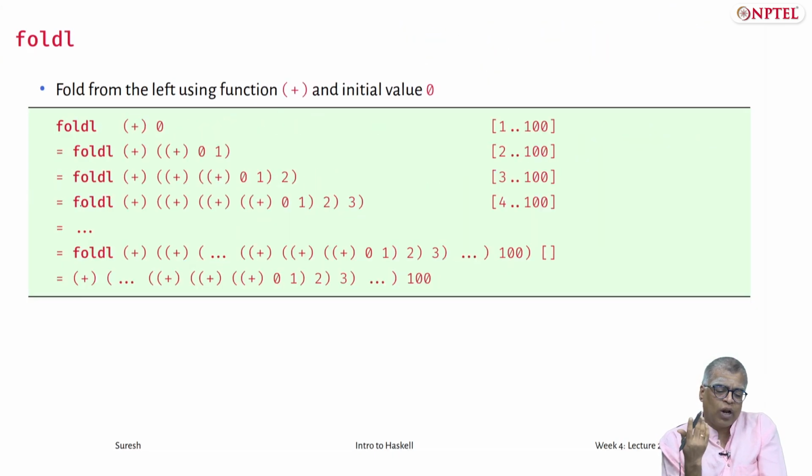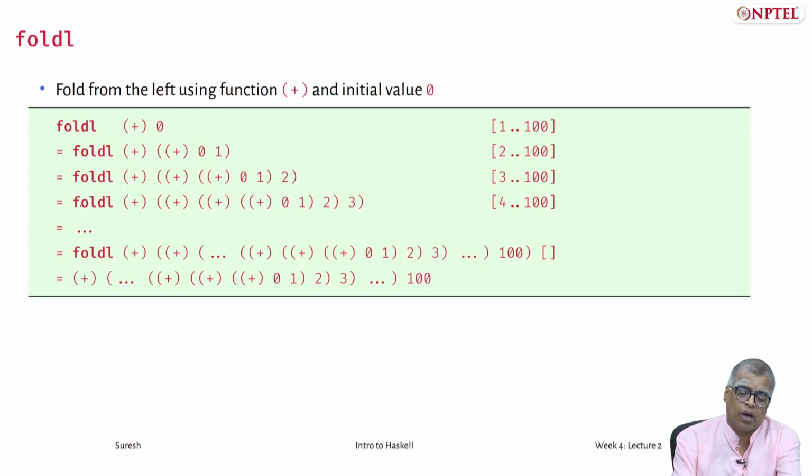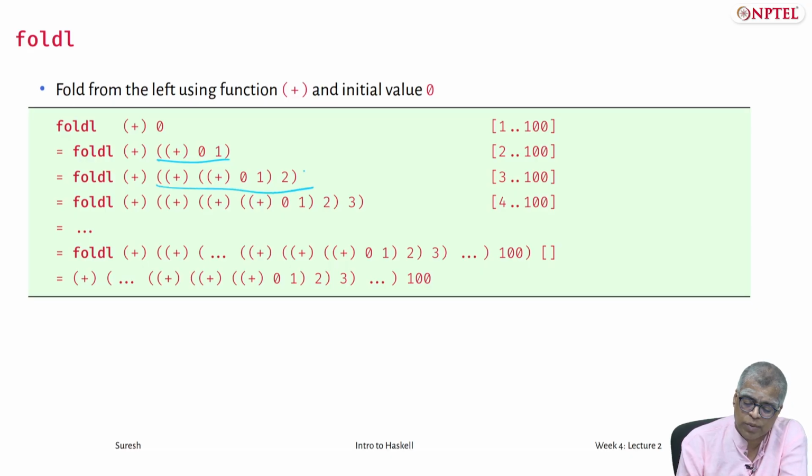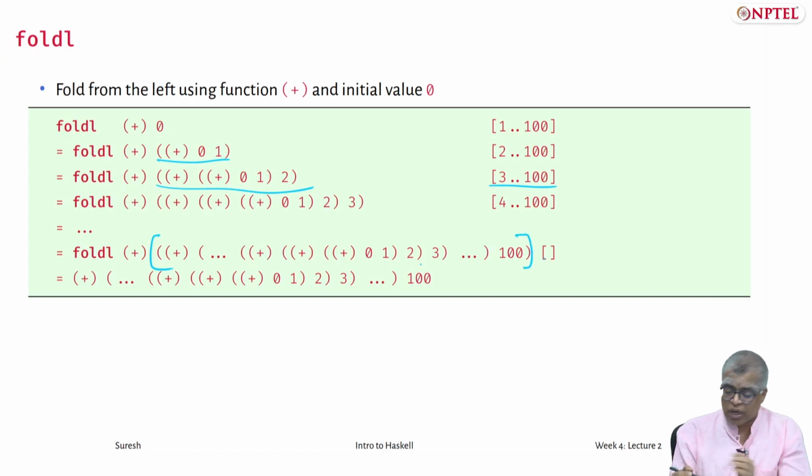So foldl also suffers from the same problem. If I do foldl plus 0 [1..100], I will have foldl plus of some expression like this on [2..100], then some other expression like this on [3..100], and so on. Finally, I will have foldl plus of some huge expression like this applied on the empty list, which will return that expression.